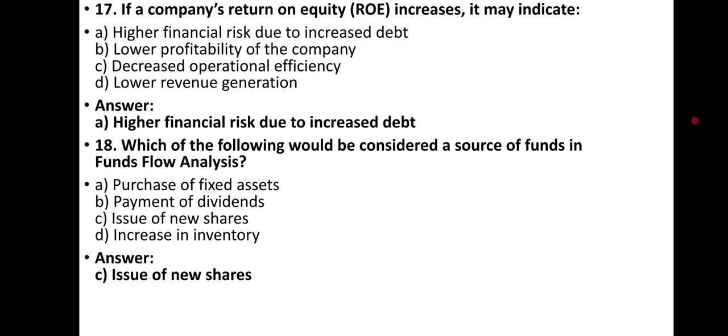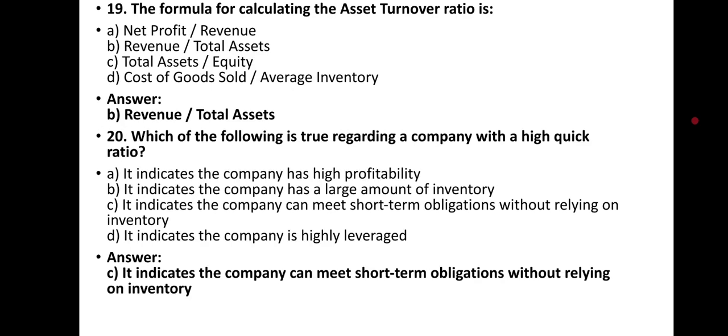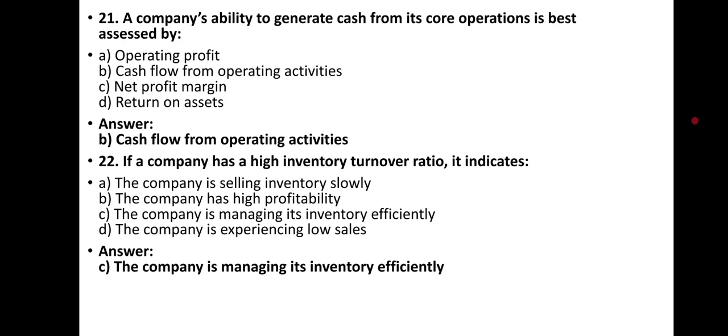Next question we have, if a company's return on equity increases, it may indicate the higher financial risk due to the increased debt. Next question we have, which of the following would be considered a source of fund in fund flow analysis? And the right answer is issue of new shares. Next question we have, you have to calculate the asset turnover ratio. Then you can divide the revenue over total asset. Next question we have, which of the following is true regarding a company with a high quick ratio? So right answer is C. It indicates the company can meet short-term obligation without relying on inventory.